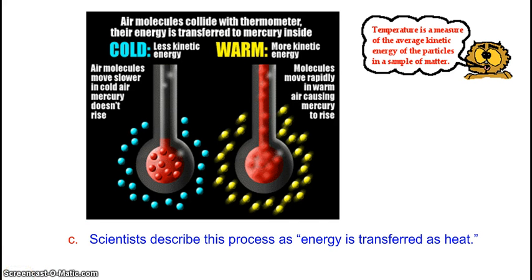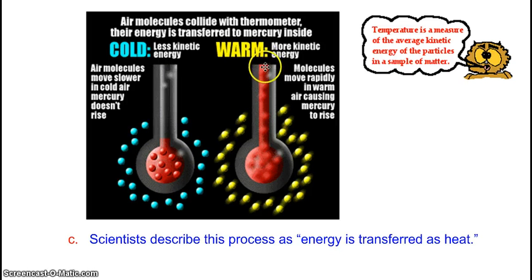When a thermometer is placed in a cold environment, the kinetic energy of the molecules inside of the thermometer is greater than the kinetic energy of the molecules outside of the thermometer. So the kinetic energy is transferred out of the thermometer, causing the liquid inside of the thermometer to decrease.